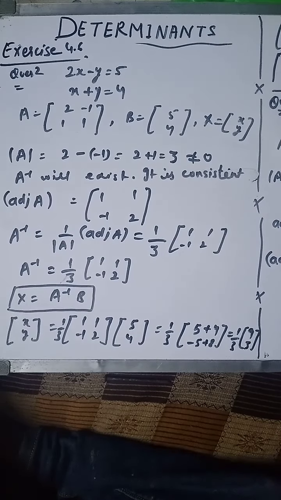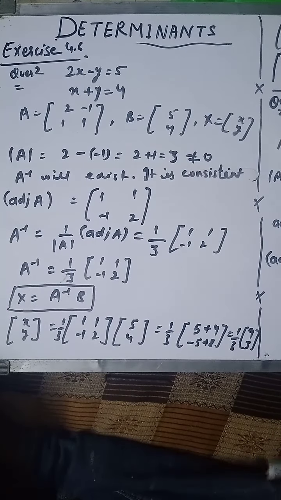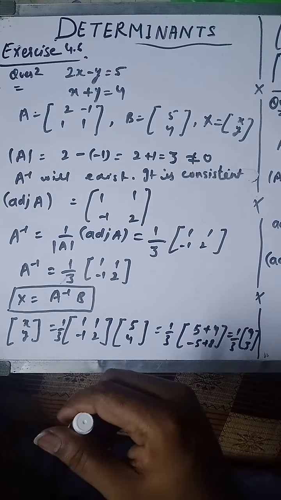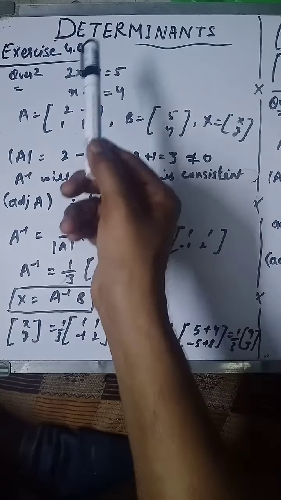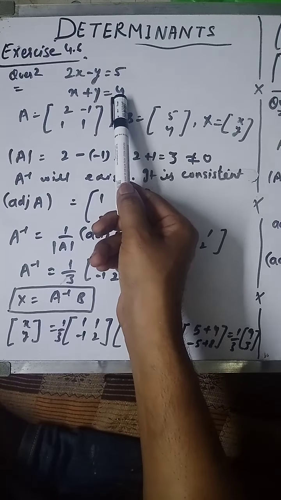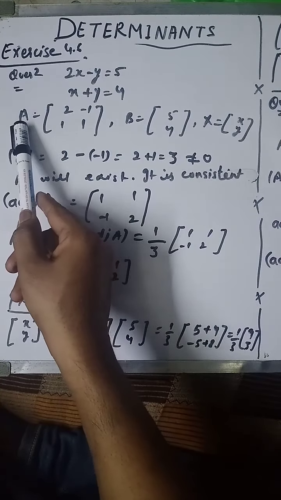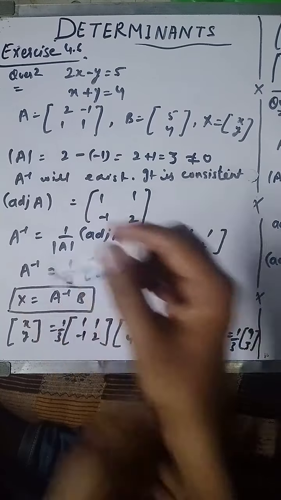Hello everyone, this is exercise 4.6, question number 2 of your NCERT. Here we have to check the consistency of the system. So what you have to do, here we have two equations. First of all, you have to find the coefficient matrix, that is the A matrix.